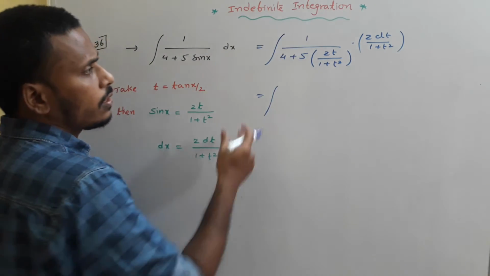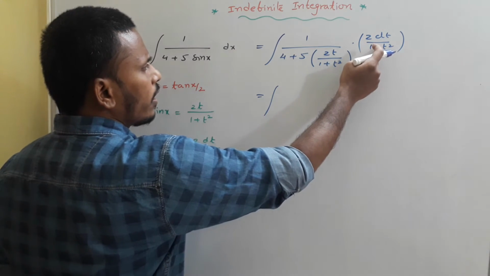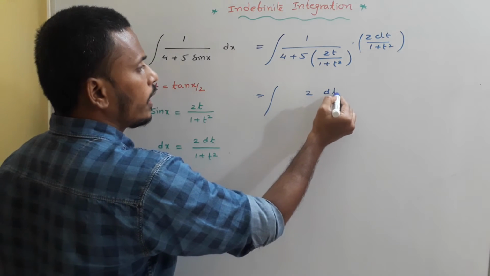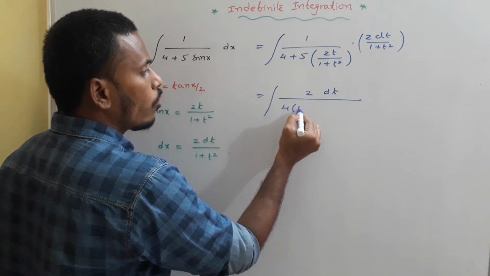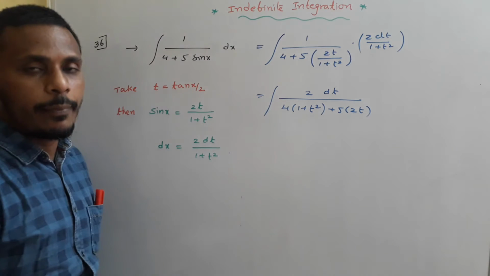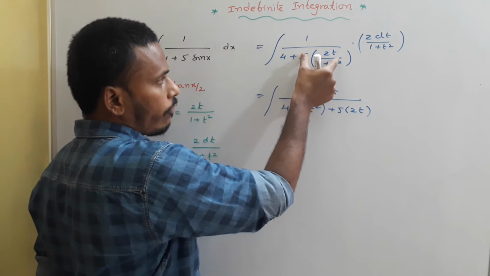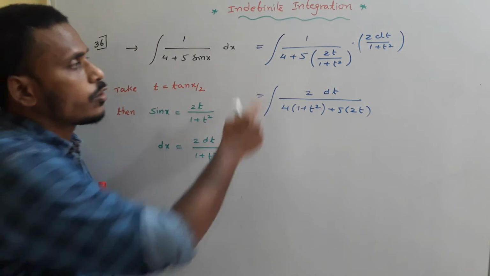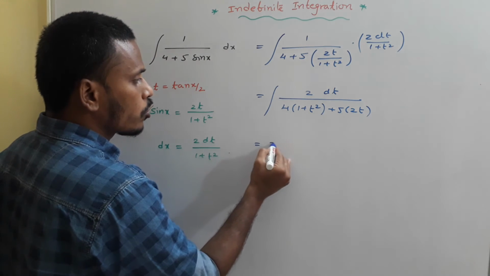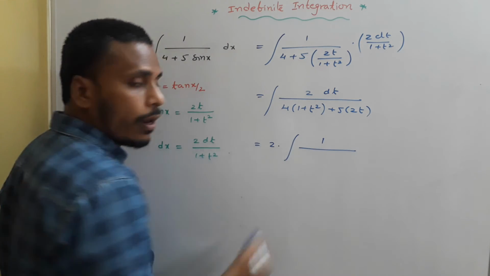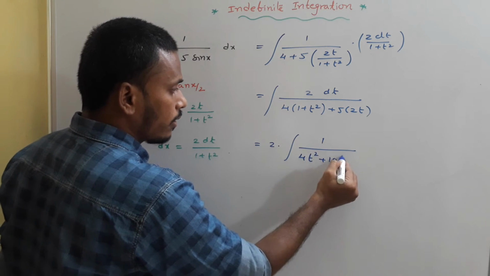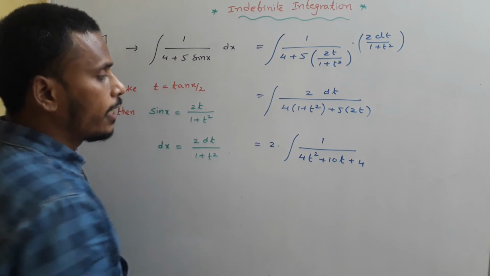And then simply multiply these two terms with this 1 plus t square. What will happen? This is 2 dt divided by 4 into 1 plus t square plus 5 into 2t. That's what will happen. Multiplication of these two terms, 5, this is 10t by 1 plus t square, and this is 4, multiplied with this denominator 1 plus t square. So now this is equal to 2, a constant, keep it out. Now the integral of 1 by 4t square plus 10t plus 4 dt.